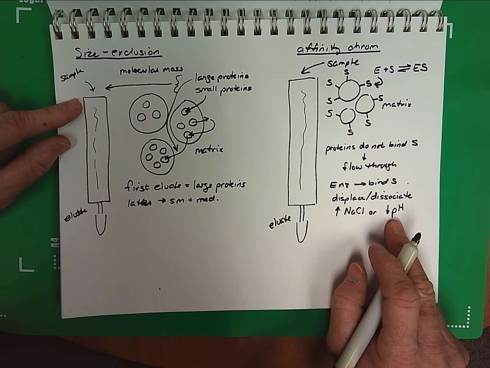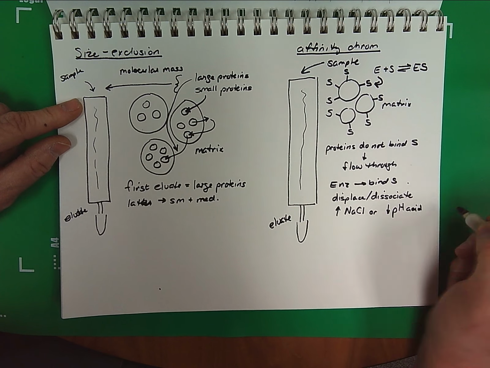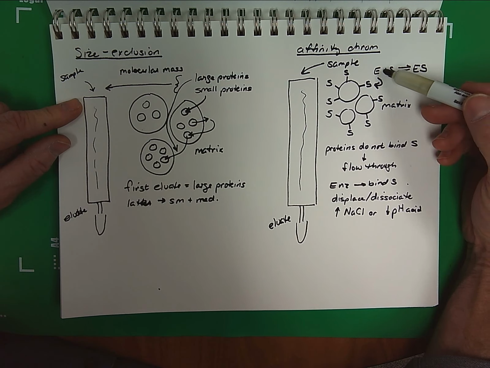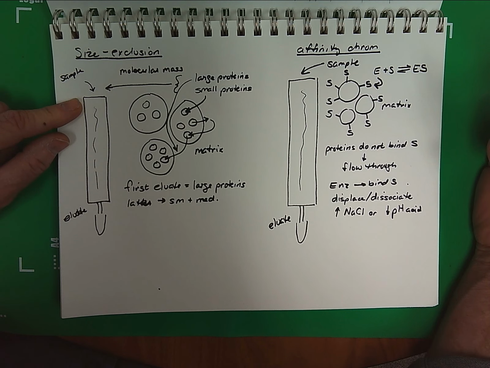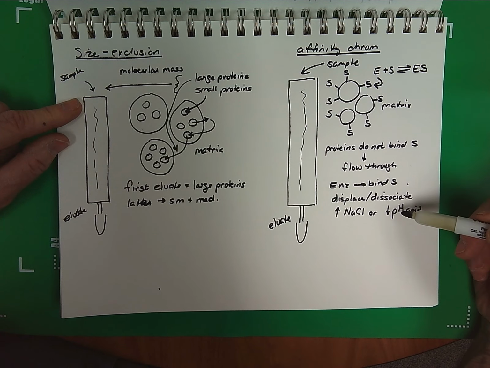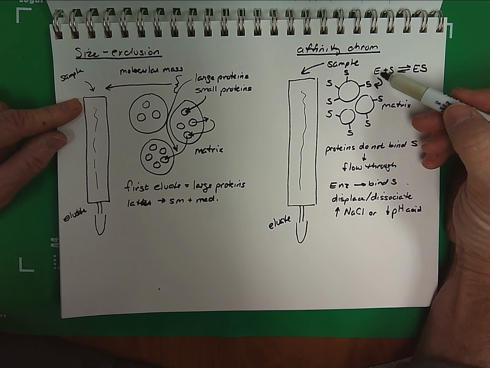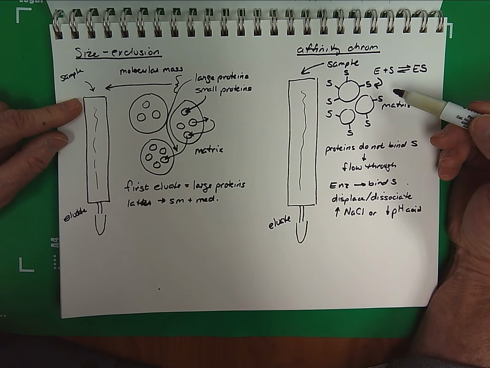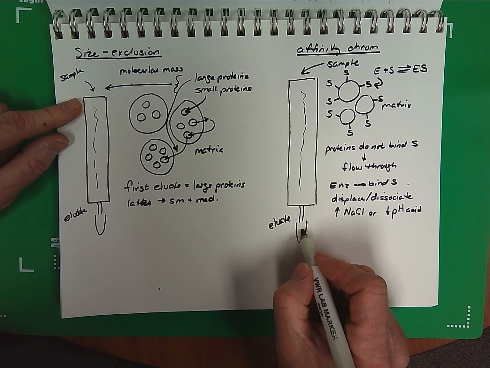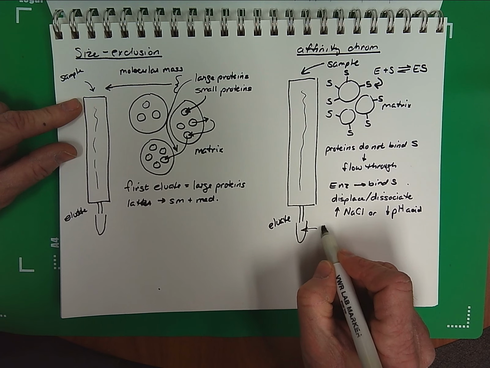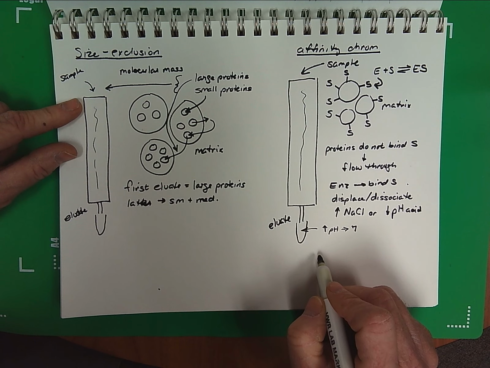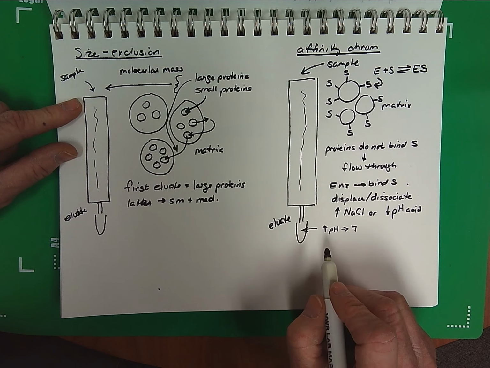Oftentimes decreasing the pH, making it more acidic, will protonate groups that are responsible for charge interactions between the enzyme and substrate. That will displace it. Also, mild pH changes, mild acid conditions, will just slightly denature the enzyme, unfold it just enough so it releases from the substrate, loses its affinity. And then once it comes down here into the eluate, we can return the pH to 7, neutrality, to protect the protein from acid denaturation.